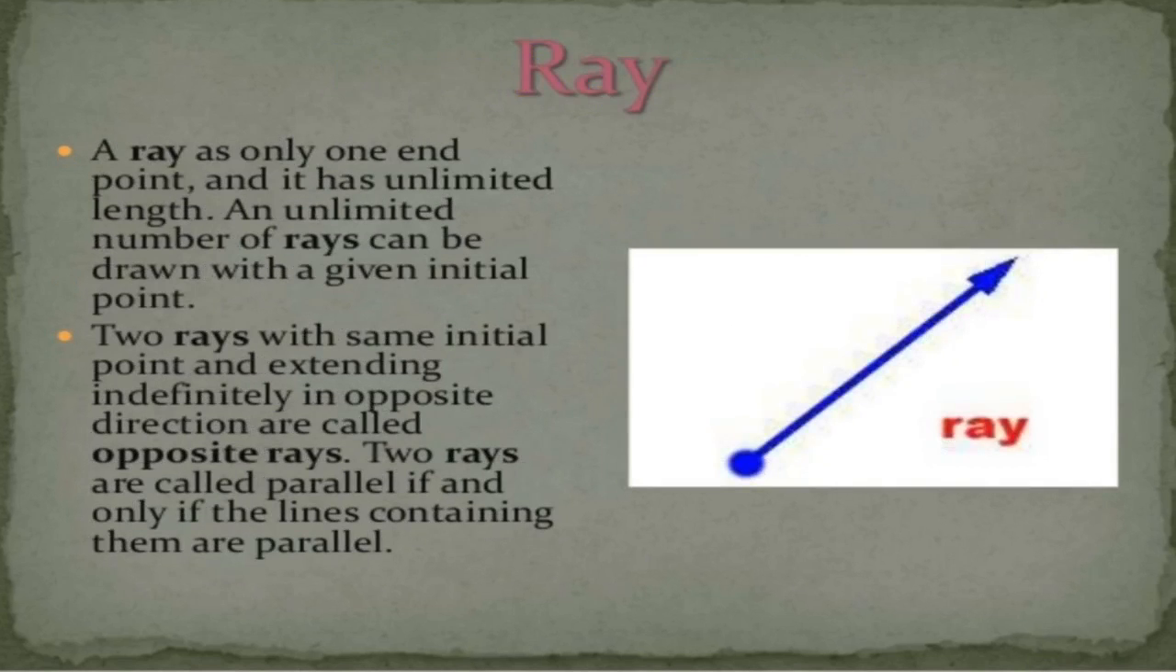Now, let us learn about ray. A ray has only one endpoint and has unlimited length. An unlimited number of rays can be drawn with a given initial point. Two rays with same initial points and extending indefinitely in opposite directions are called opposite rays.